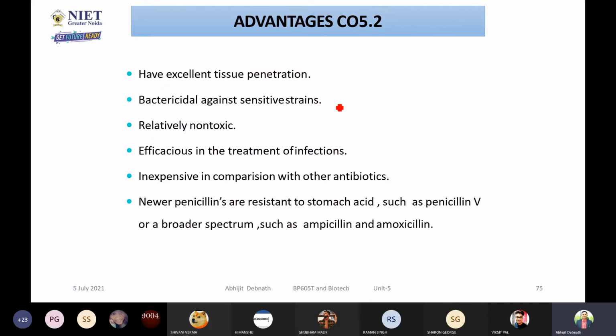So the advantages, which you are already aware of: it has excellent tissue penetration, it is bactericidal against various strains, and it is relatively non-toxic. Penicillin is actually non-toxic. You know why? Because where does penicillin work? Penicillin is actually stopping the synthesis of the bacterial cell wall.